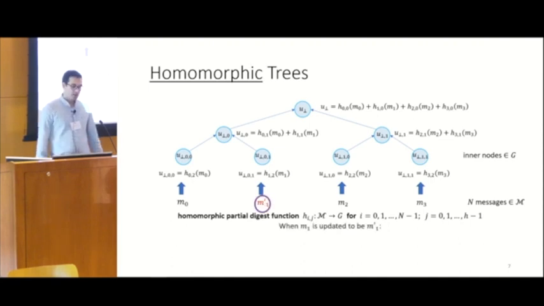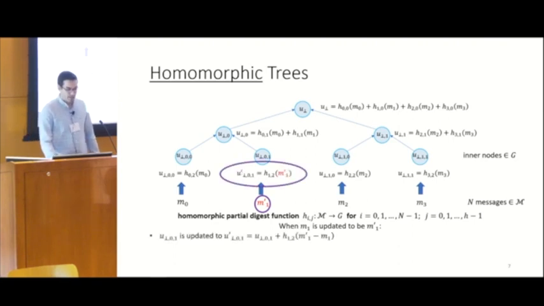So here is how it goes. Suppose the message M1 is updated to be M1 prime. In this case, this circled inner node is updated by simply adding to the old value of the inner node the function h12 applied to the message diff. So h12 is the effect of message 1 on the inner node that is removed by a path of length 2 from the root of the tree.